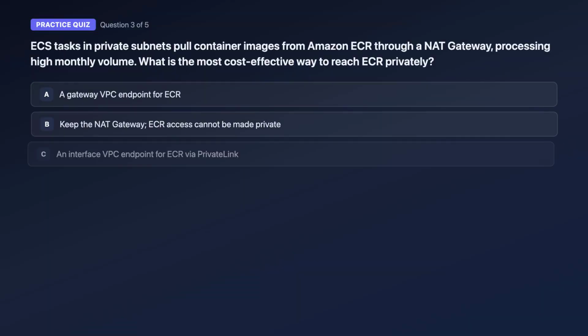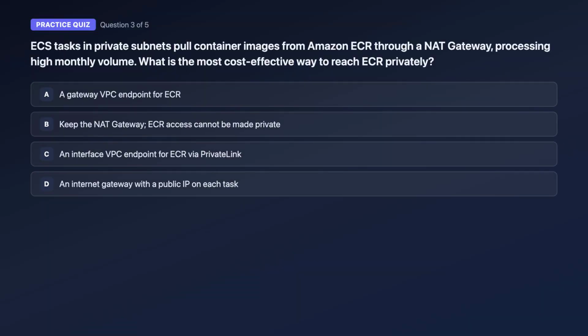Question 3. ECS tasks in private subnets pull container images from Amazon ECR through a NAT gateway, and the monthly volume is high. What's the most cost-effective way to reach ECR privately? Is it A, a gateway VPC endpoint for ECR? B, keep the NAT gateway since ECR access can't be made private?